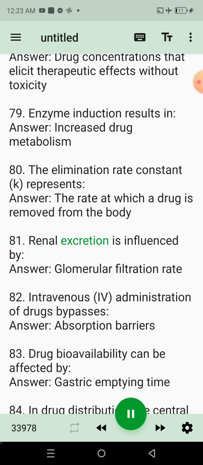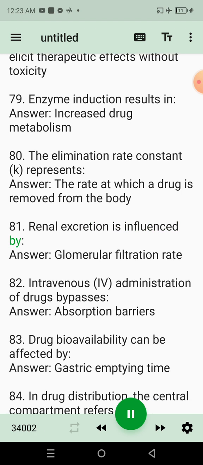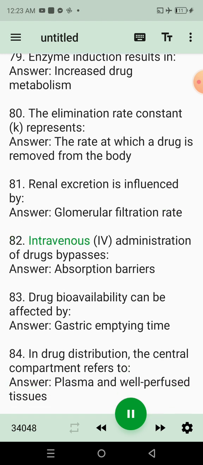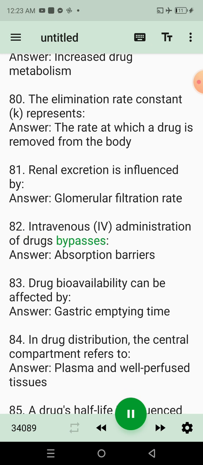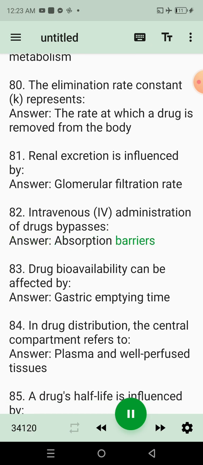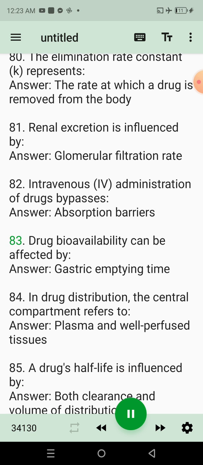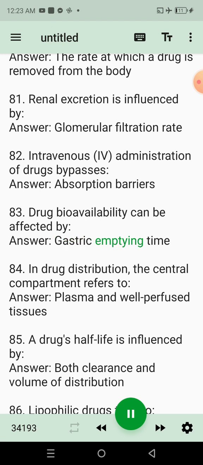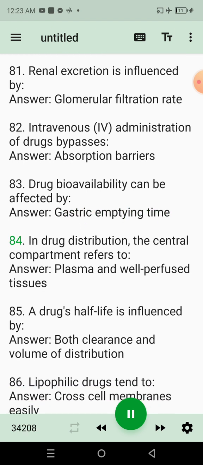81. Renal excretion is influenced by? Answer: Glomerular filtration rate. 82. Intravenous (IV) administration of drugs bypasses? Answer: Absorption barriers. 83. Drug bioavailability can be affected by? Answer: Gastric emptying time.